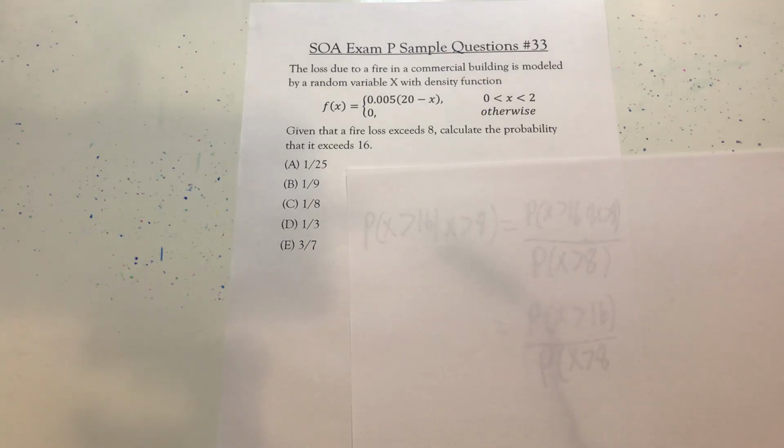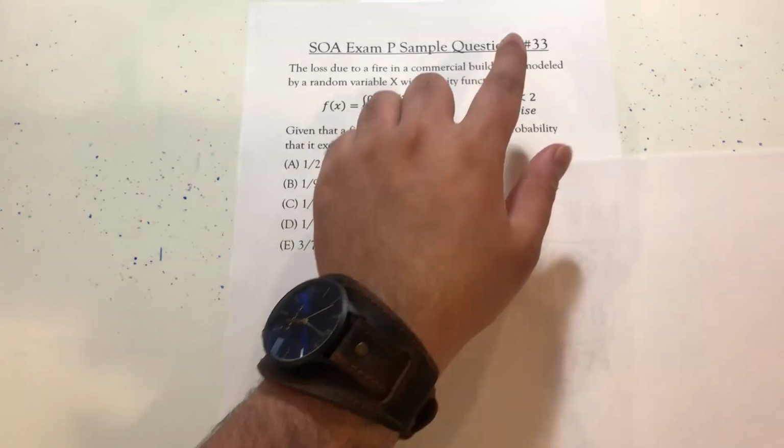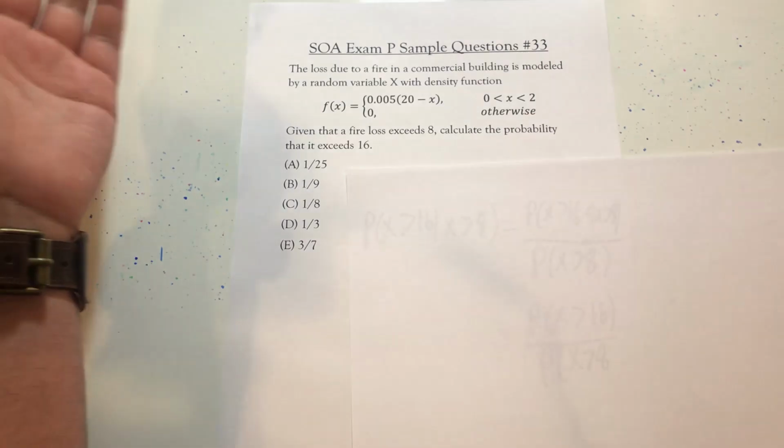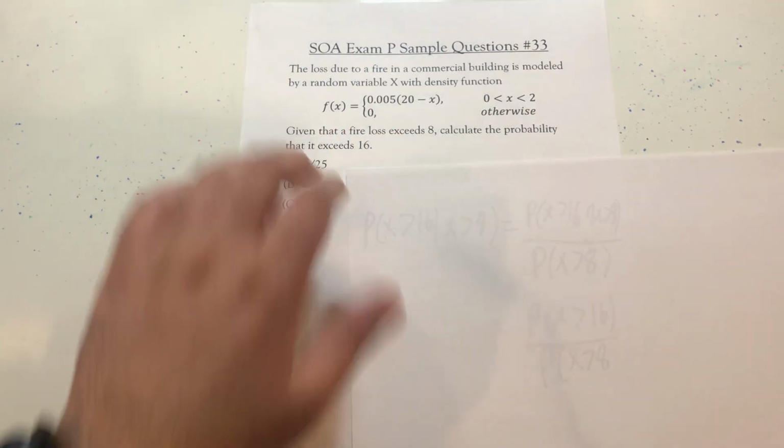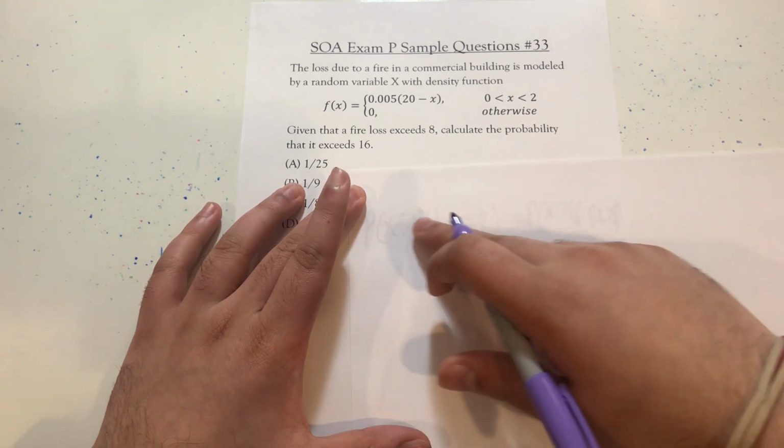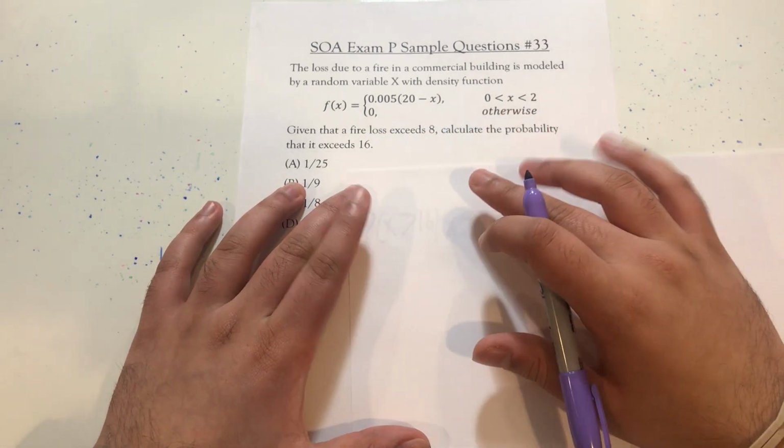All right, so in this video, we're going to go through sample question 33 from the Society of Actuaries Exam P list of sample questions. I actually already started, I didn't realize I wasn't recording. I kind of wrote a few things here, but I'll get into that in a second.